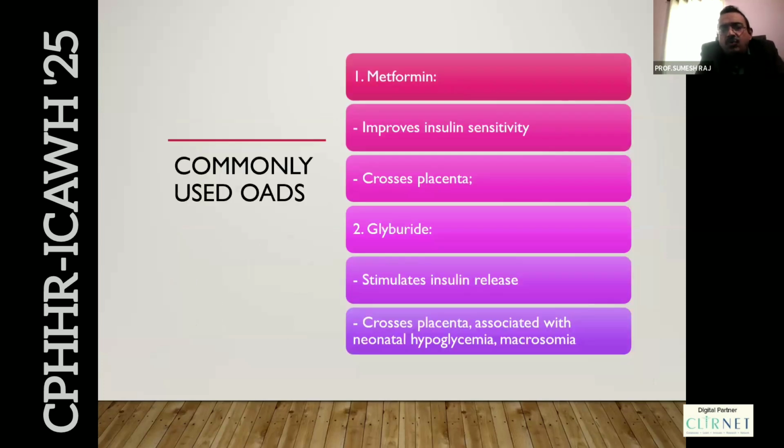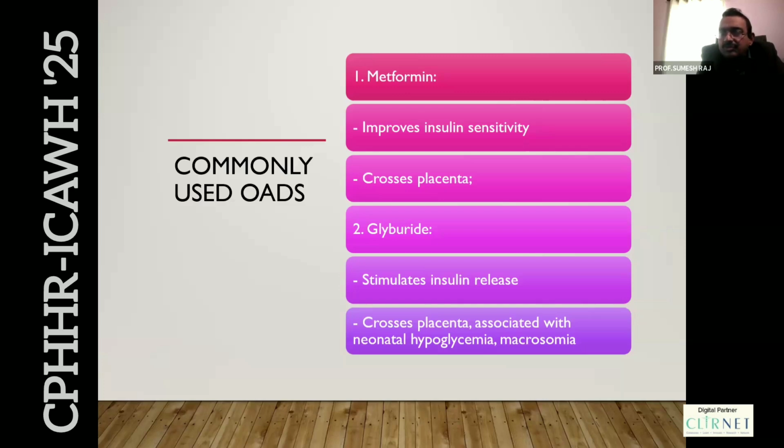Now, can you give OADs in pregnancy, or which are the OADs which can be given in pregnancy? There are some sulfonylureas which can be given in pregnancy. Glyburide is the name that is used in Western countries. We use the name glyburide. Metformin is the one drug that is approved in pregnancy. Patients who were taking metformin previously for PCOD or previous diabetes can continue metformin through all the trimesters of pregnancy.